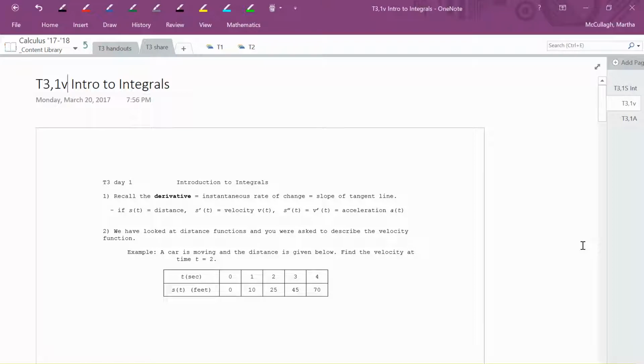Hi, this is T3, Day 1, Introduction to Integrals.